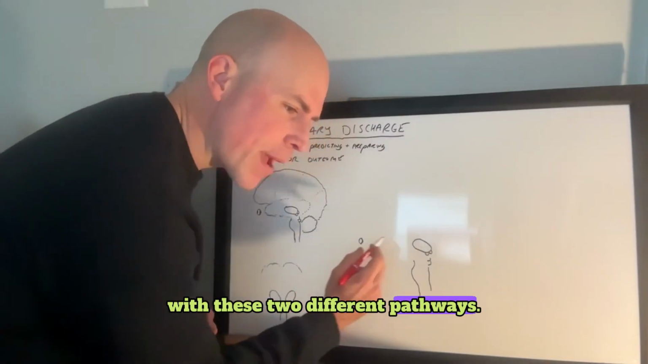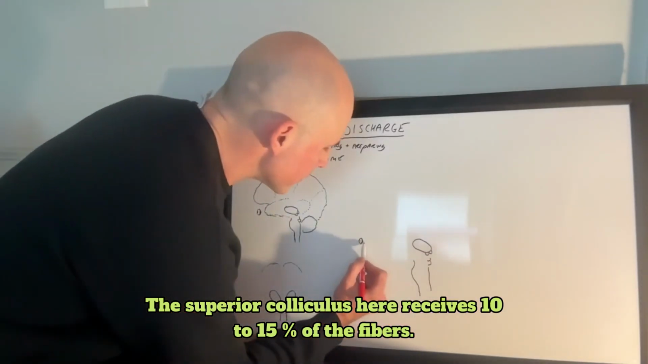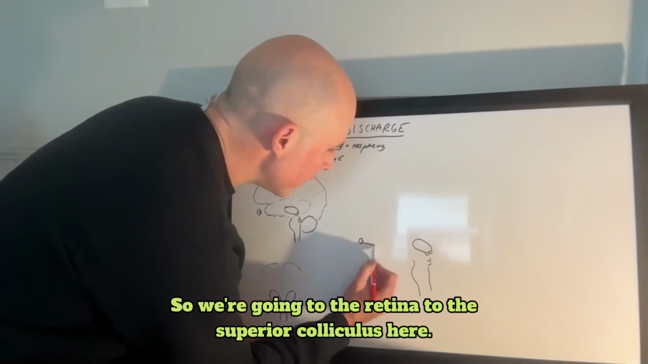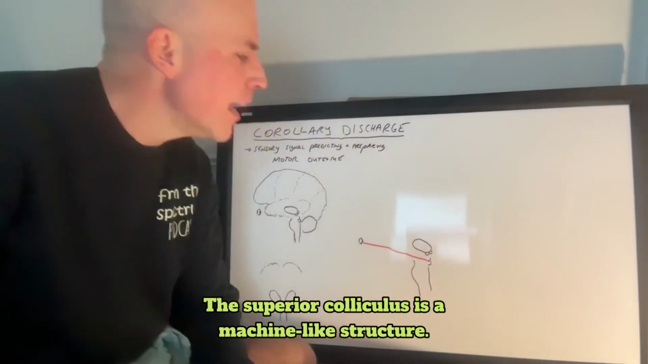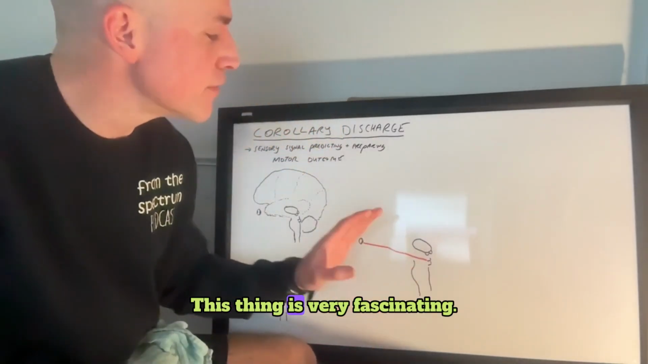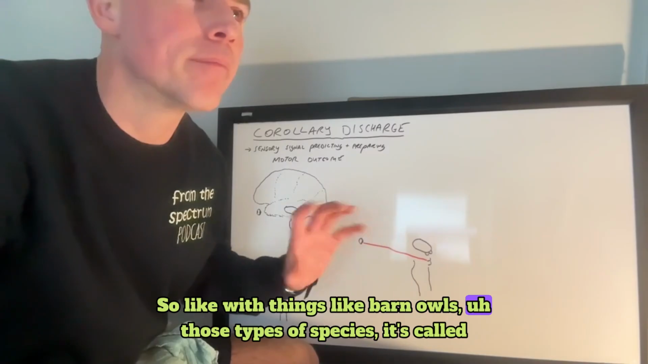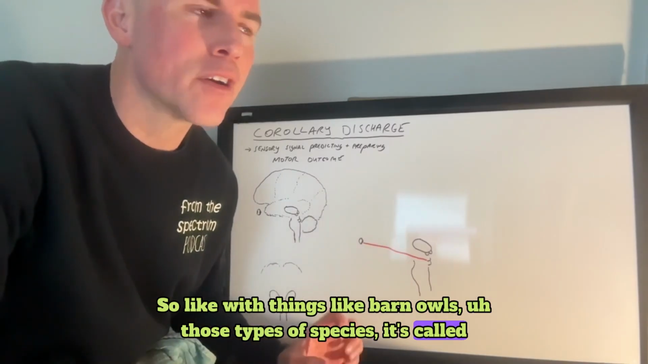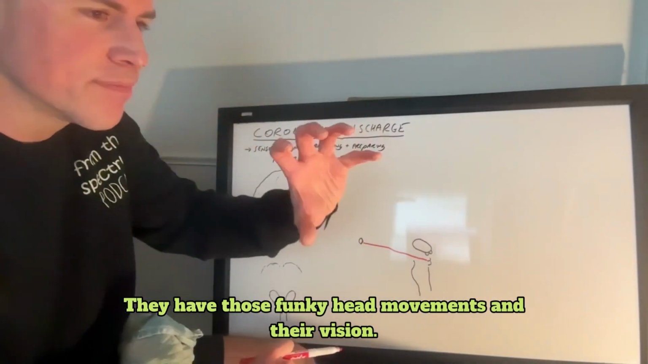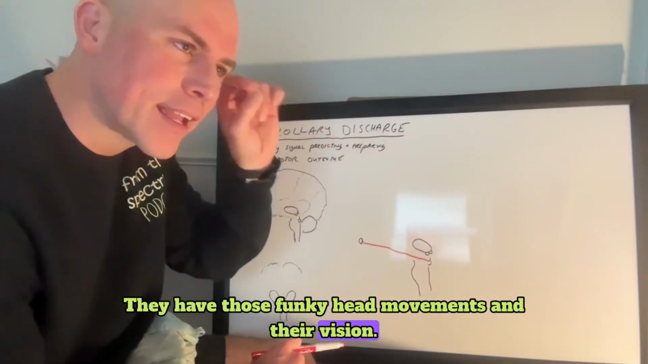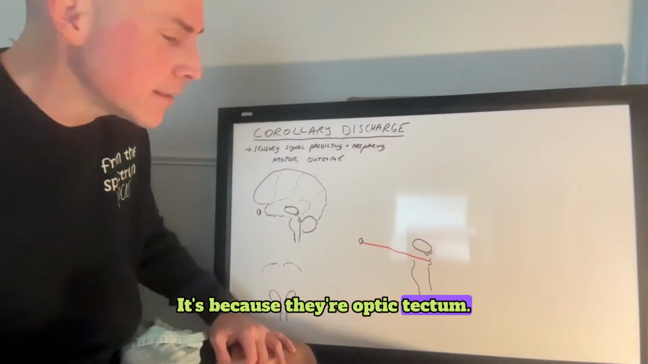Remember, with these two different pathways, the superior colliculus here receives 10 to 15% of the fibers. So we're going to the retina, to the superior colliculus here, okay? The superior colliculus is a machine-like structure. This thing is very fascinating. So with things like barn owls, those types of species, it's called optic tectum. There's a lot of good research about the optic tectum in barn owls. I mean, they have those funky head movements, and their vision, they can just pick up targets very fast and accurate. It's because of their optic tectum.